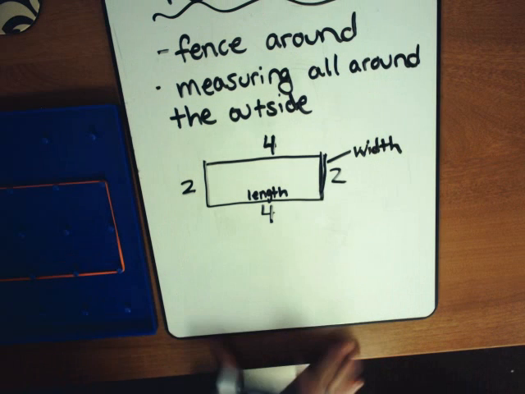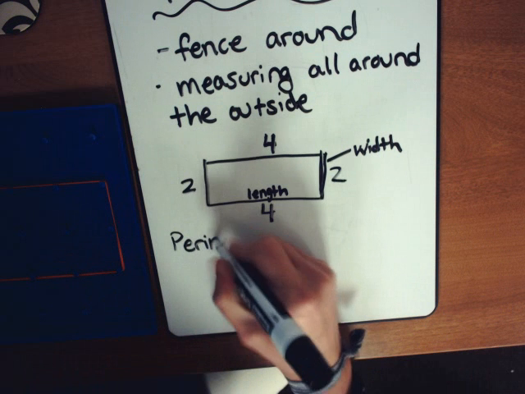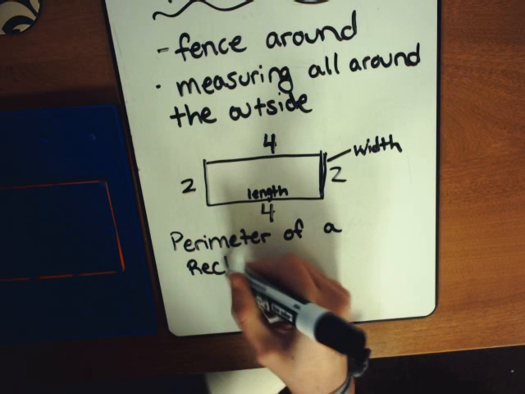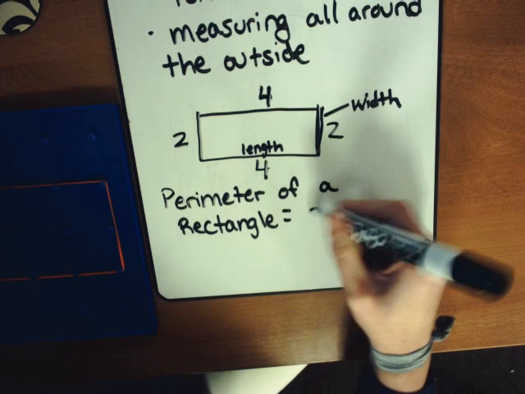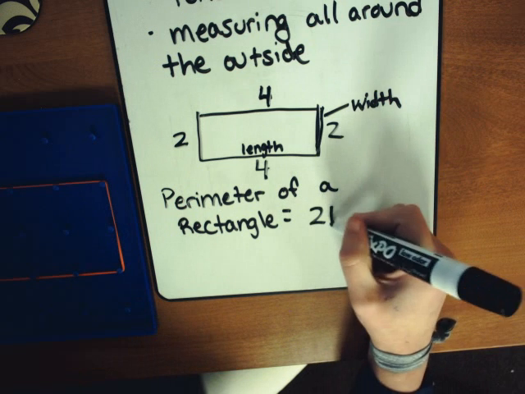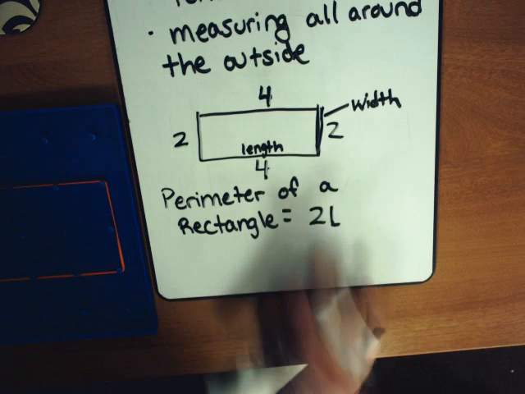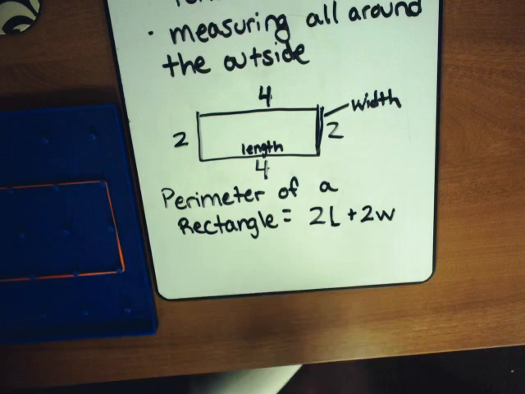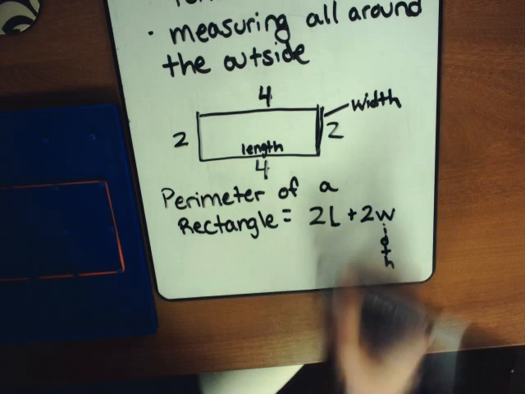So you might see somewhere a formula to find perimeter of a rectangle. Perimeter is equal to 2L, it's a lowercase l, not 21. Let's go ahead and give it a capital L just to make sure. So we've got 2L plus 2W, okay? W being width and L being length.